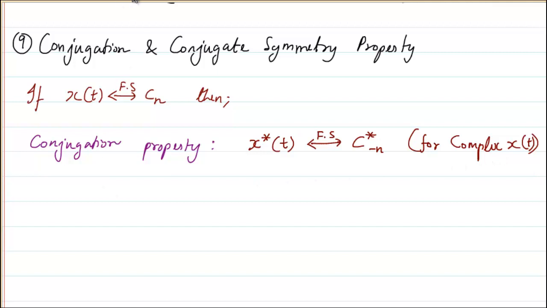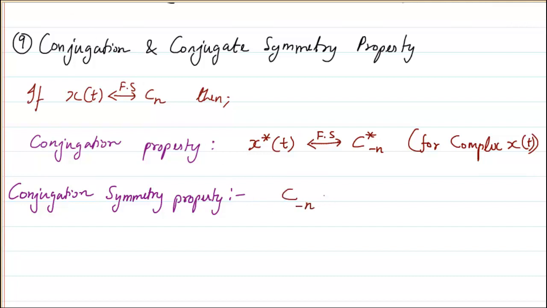Whereas the conjugation symmetry property states that for any real value of x of t, you have positive n values and you have negative n values, and the negative n values will be the complex conjugate of the positive Cn value. That's why I said that the magnitude of the negative and the positive values are going to be the same, but their angle will be different. So this is for x of t real, the real values of x of t.